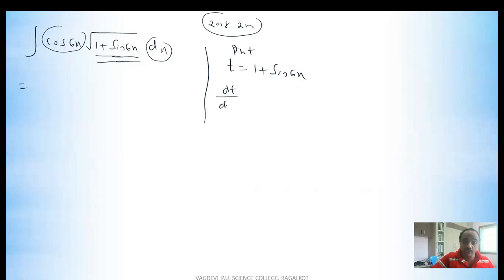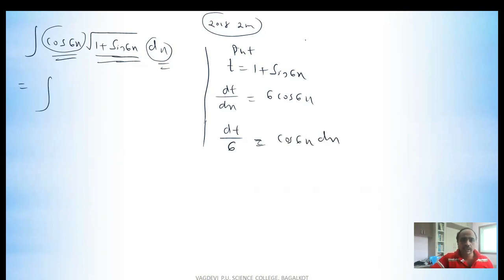If I differentiate, the derivative of 1 is 0, and the derivative of sine 6x is 6 cos 6x. But in the integrand, I have cos 6x dx in the problem. I don't have 6 cos 6x, so the 6 is unwanted. Unwanted means you have to bring it to the left hand side. So dt by 6 is equal to cos 6x dx.